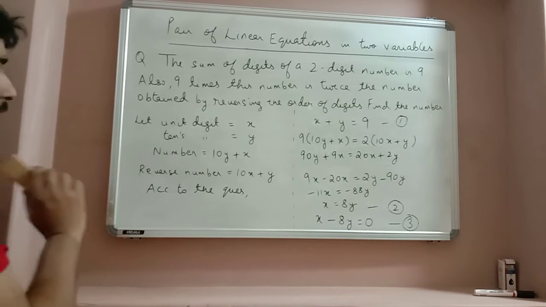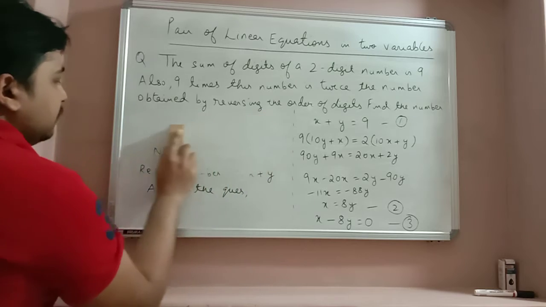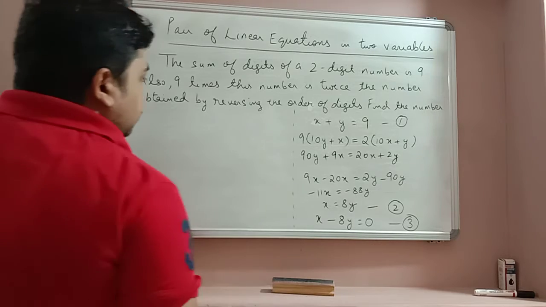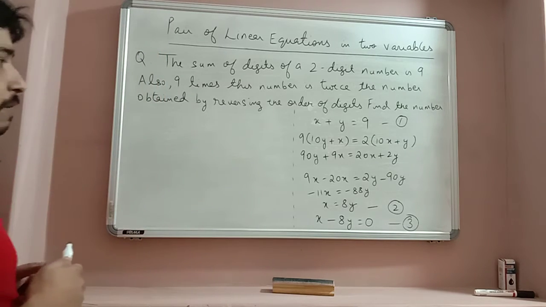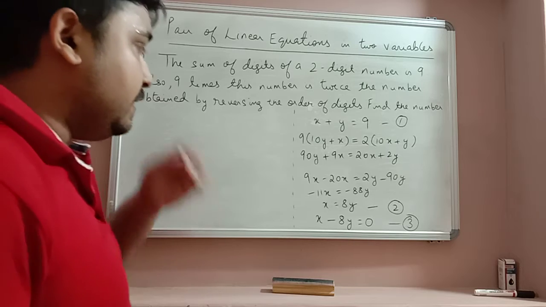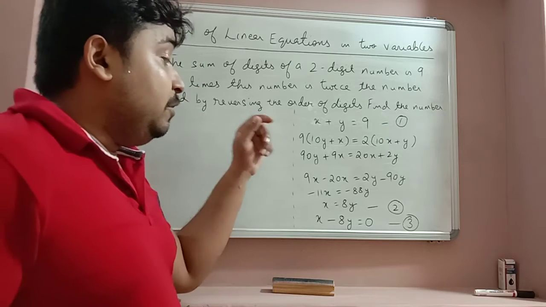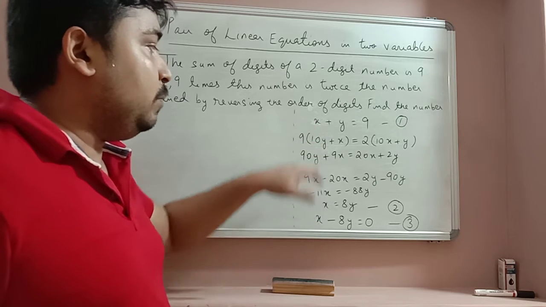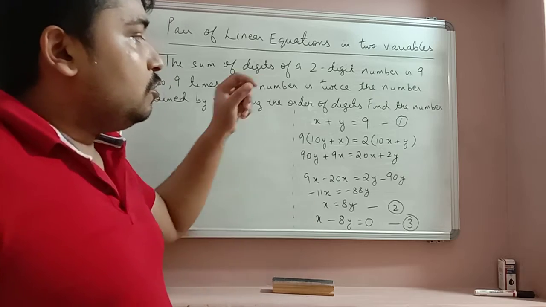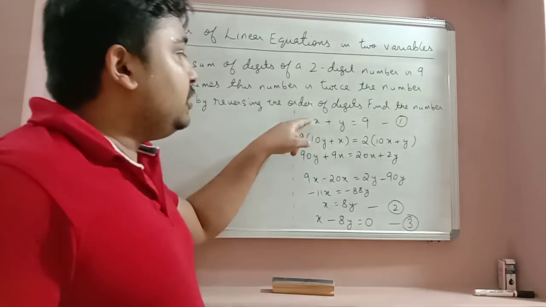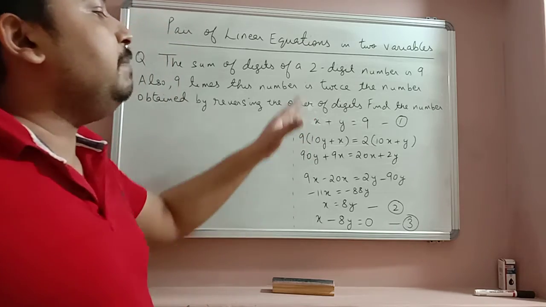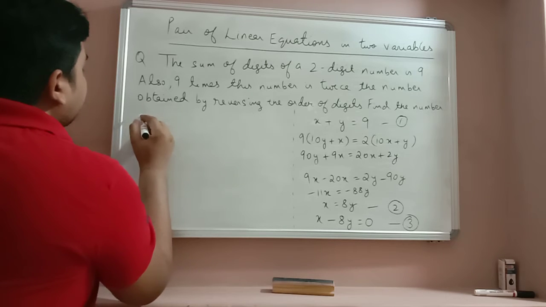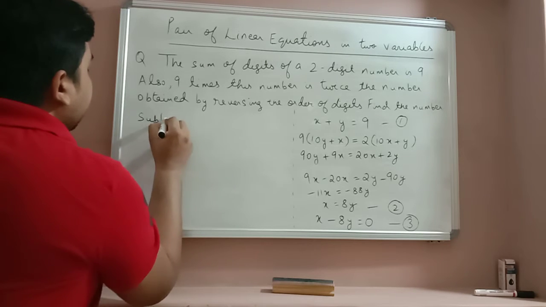Let's eliminate x here. We don't need to multiply any quantity here since the coefficient of x in both the equations is already the same. So here there is no need to multiply. We will just subtract these two equations in order to eliminate x. So let's subtract the first and third equation.